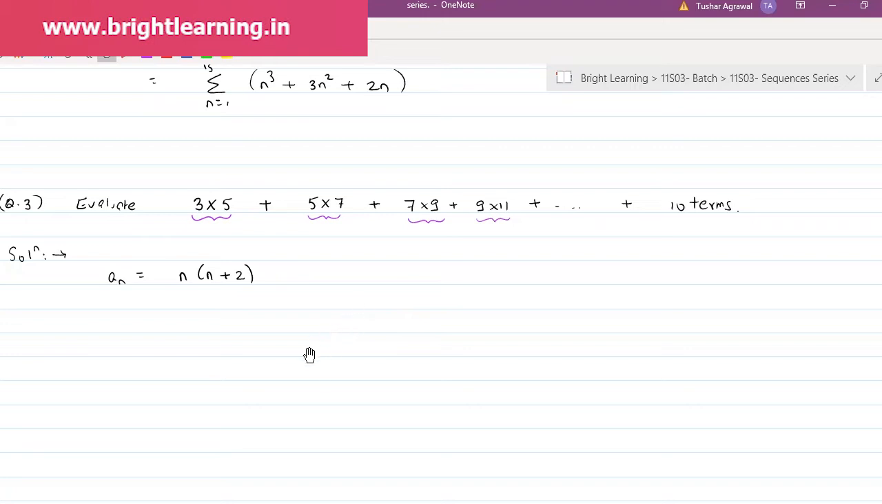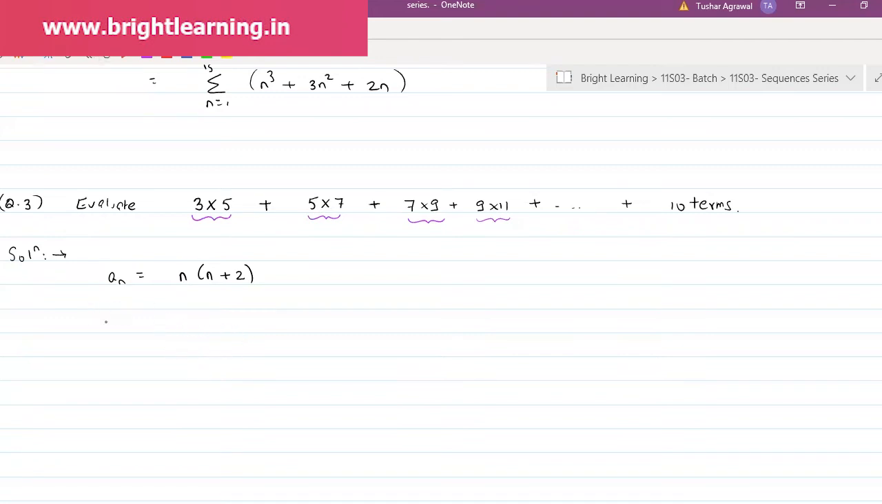Okay, so let's not substitute n equal to 1. We will substitute n equal to 3. Then the problem will be resolved. Means the question that you are saying, sir, that problem can be resolved. So substitute n equal to 3. 3 multiplied by 5, and then we can go on. Okay, that you could do.